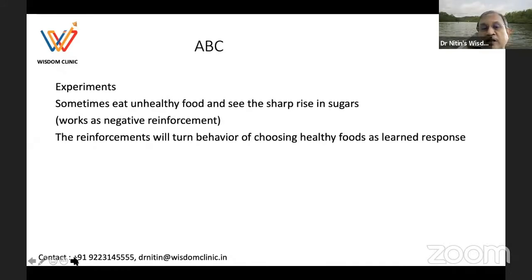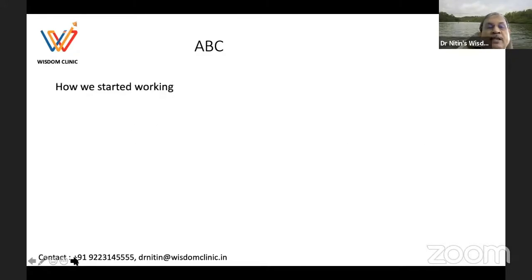Then you do some experiments with yourself. Sometimes eat unhealthy food and see the sharp rise in sugars, which will work as a negative reinforcement, and the reinforcement will turn into behavioral choosing of healthy foods and a learned behavior. This is what is commonly advised as a change in antecedents or consequences. Now, how do we start working?